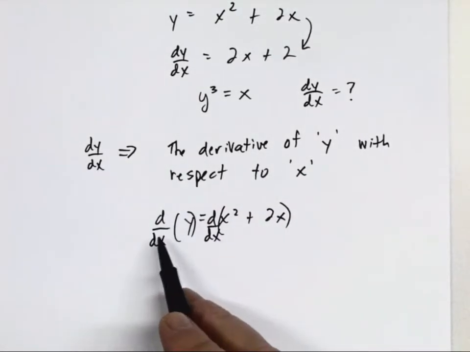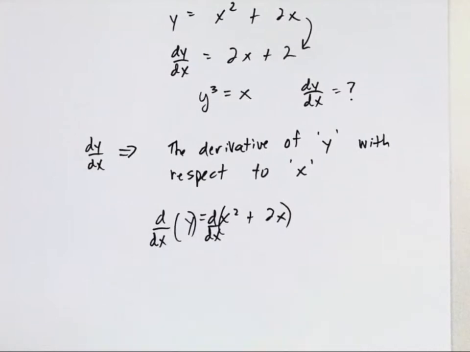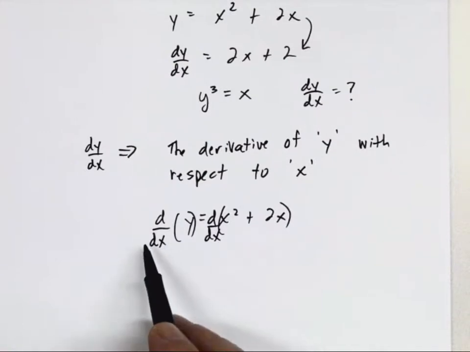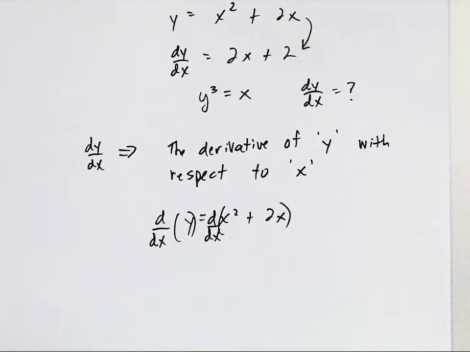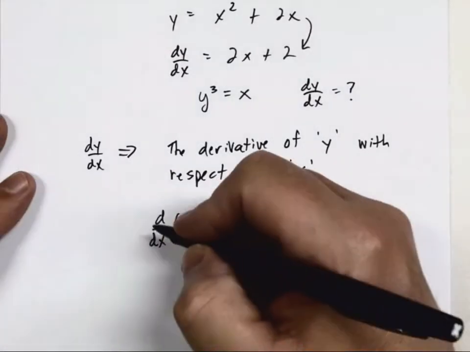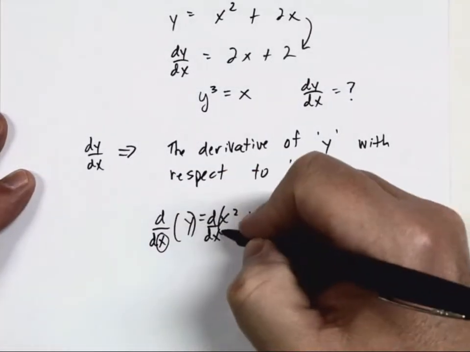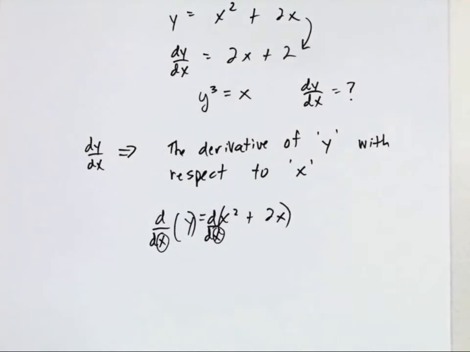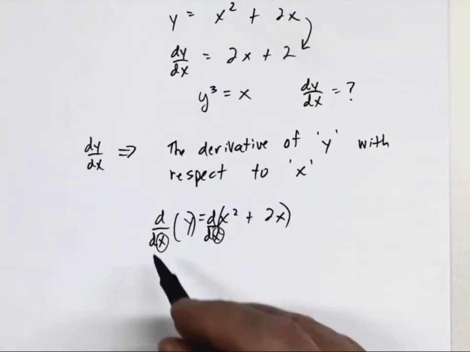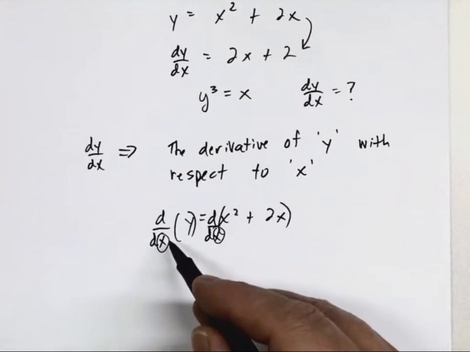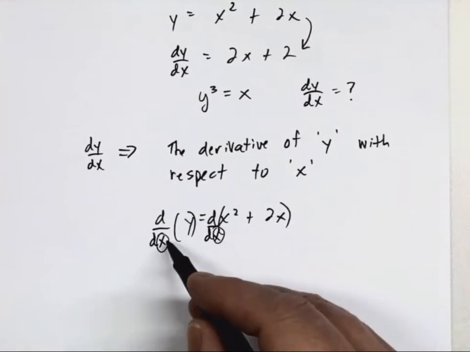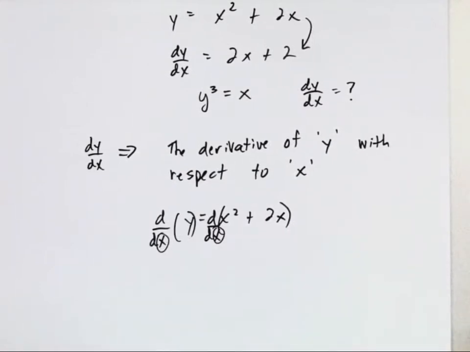In the world of math, you can do anything you want to one side of the equation as long as you do the same thing to both sides. So I'm going to take the derivative of both sides. Now the key is, when you take a derivative, you have to look at the variable you are taking the derivative with respect to. In this case, we're taking the derivative with respect to x, because x is here on the bottom.